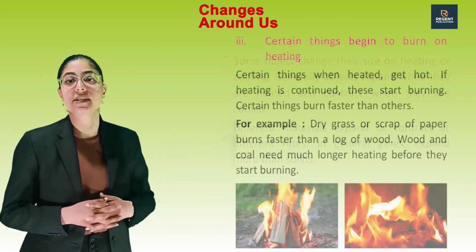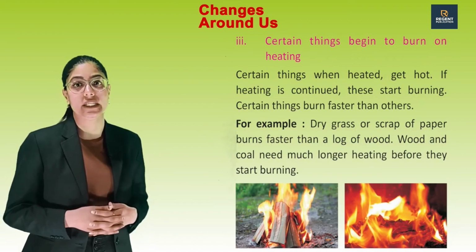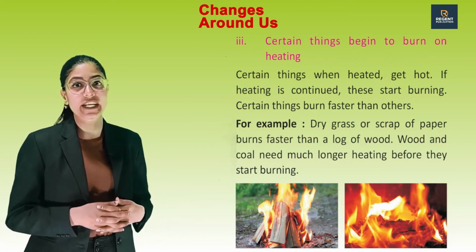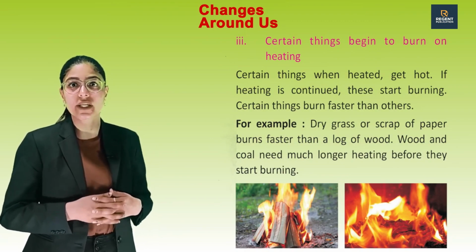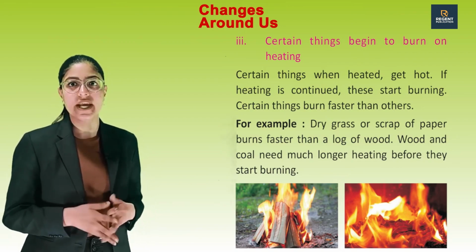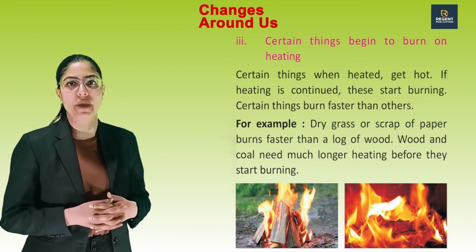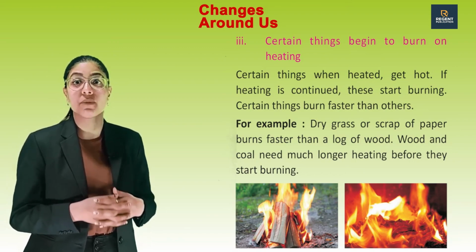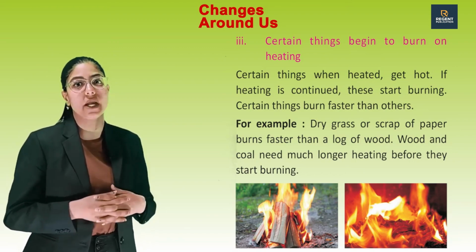Third is certain things begin to burn on heating. Certain things when heated get hot. If heating is continued, these start burning. Certain things burn faster than others. For example, dry grass or a scrap of paper burns faster than a log of wood. Wood and coal need much longer heating before they start burning.